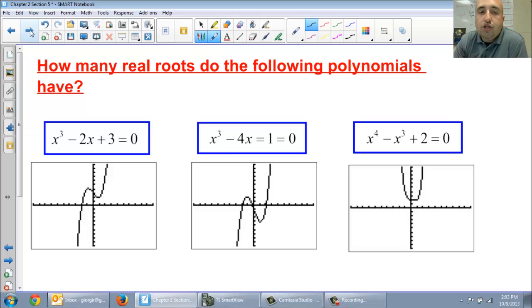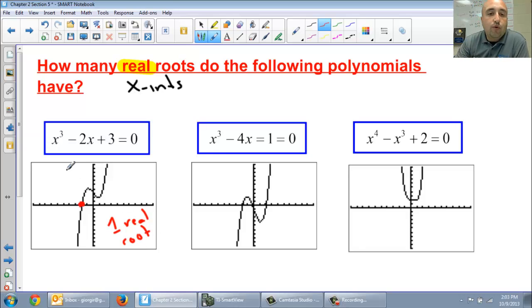So let's look at page number 2 here. The question says, how many real roots, not imaginary, do the following polynomials have? Real roots are the x-intercepts, okay? So if we look at an example here, x cubed minus 2x plus 3 equals 0. It's a sideways S because it's an x cubed. How many real roots does it have? Well, if you notice, it only crosses the x-axis once. So it has one real root.